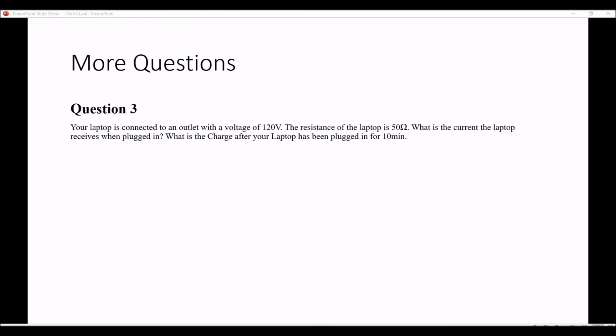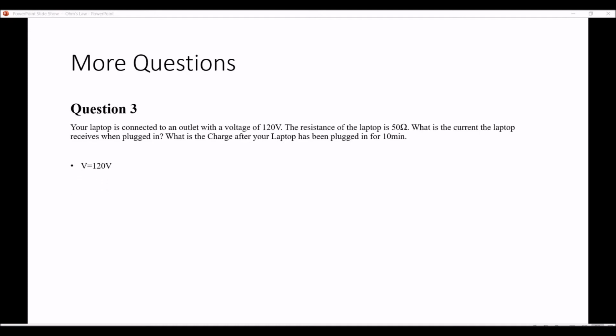Now here's some more questions. So your laptop is connected to an outlet with a voltage of 120 volts. The resistance of the laptop is 50 ohms. What is the current the laptop receives when plugged in? And also, what is the charge after your laptop has been plugged in for 10 minutes?